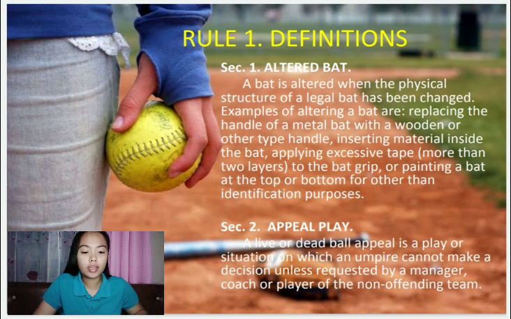A bat is altered when the physical structure of a legal bat has been changed. So matatawag siyang altered bat if napalitan yung structure ng bat. For example, pinalitan yung handle na metal into wooden or other type of handle, inserting material inside the bat, applying excessive tape more than 2 layers on the bat grip, or painting the bat at the top or bottom for other than identification purposes. So, tatawag siyang altered bat.